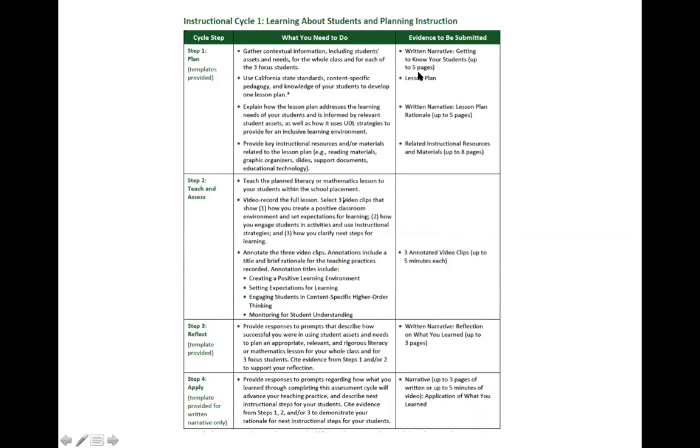And then over here on the far column, you'll see exactly what they want you to submit. You're going to have a written narrative, getting to know your students, up to 5 pages. You're going to include a lesson plan. You're going to have another written narrative about why you did what you did in your lesson plan. And then your related instructional resources and materials you can attach up to 8 pages worth.